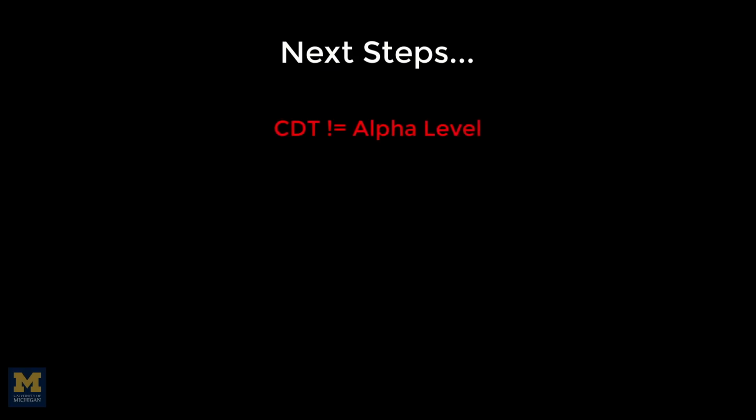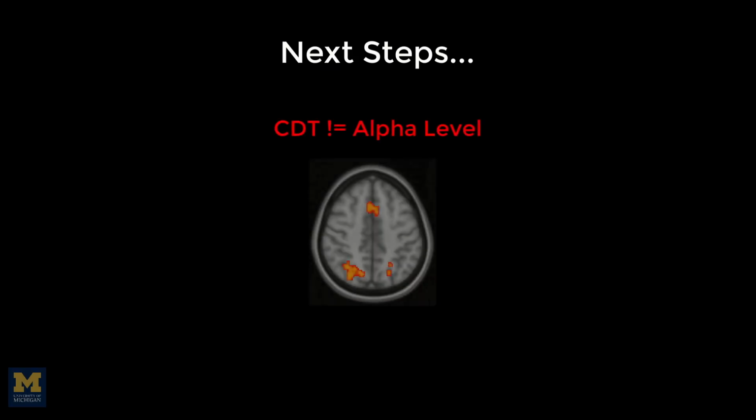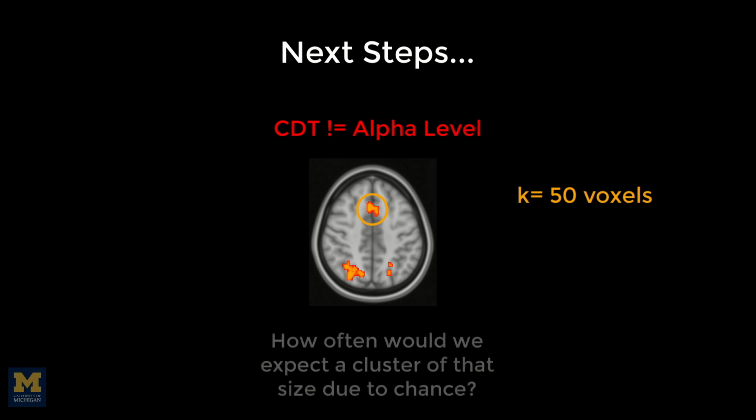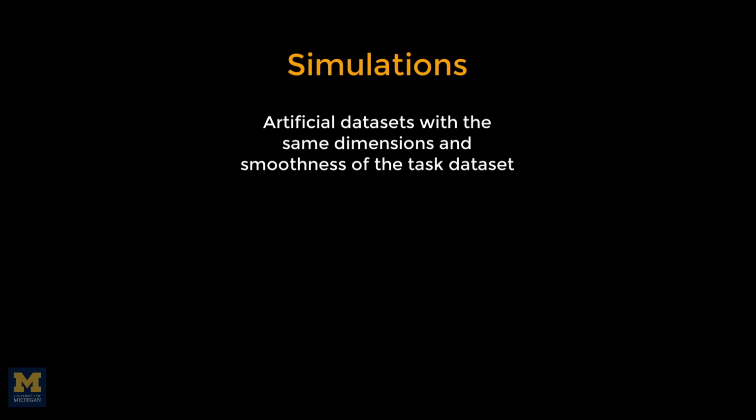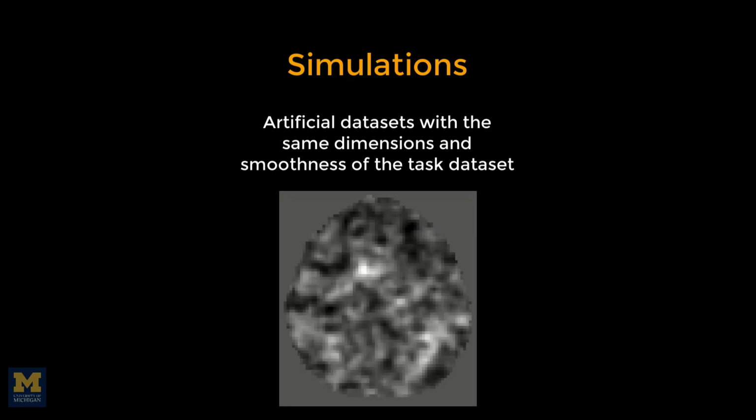Remember that a cluster-defining threshold is not the same as an alpha level. It could be that clusters as large as the ones in our group analysis are just as likely to be found in images created from pure noise. Let's say that our cluster in the medial prefrontal cortex is 50 voxels large. What we need to ask ourselves now is how often would we expect a cluster of that size to appear due to chance? To answer this, we run simulations. In other words, we create artificial data sets with the same dimensions and smoothness as our task data set, but which are composed of pure noise.